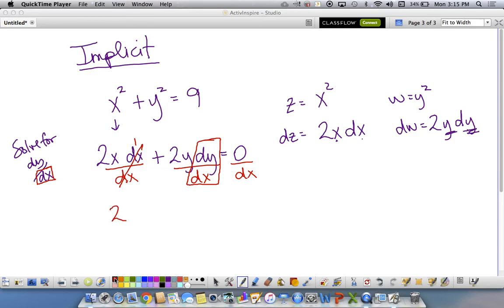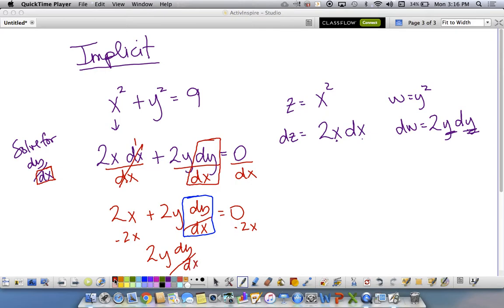Okay? So we're going to reduce. So we'll have 2x plus 2y dy dx equals 0. Now I want to isolate my derivative and solve for dy dx. All right, so we're moving everything else over. We're going to subtract 2x. So now we have 2y dy dx equals negative 2x. I'm going to scroll down just a little bit.